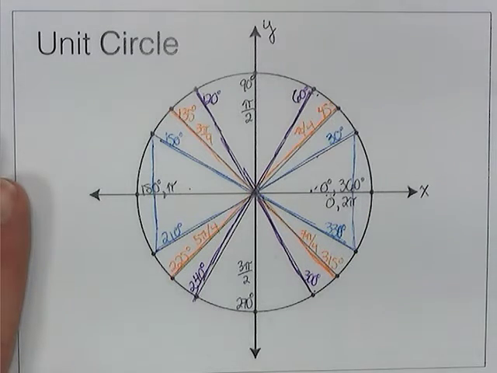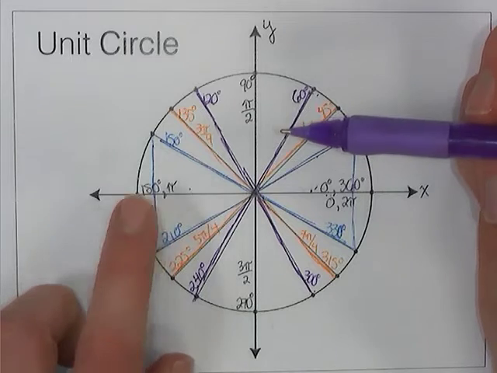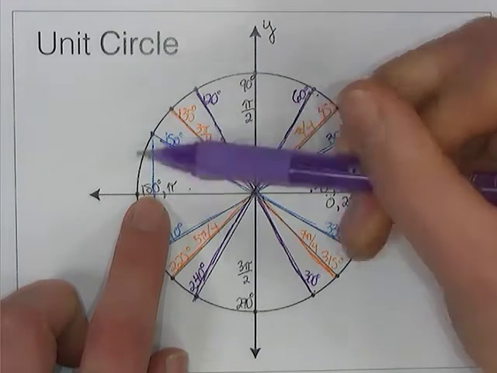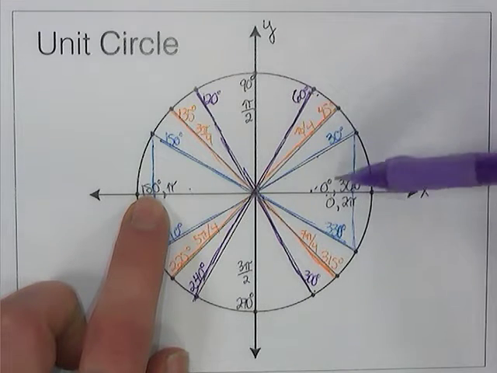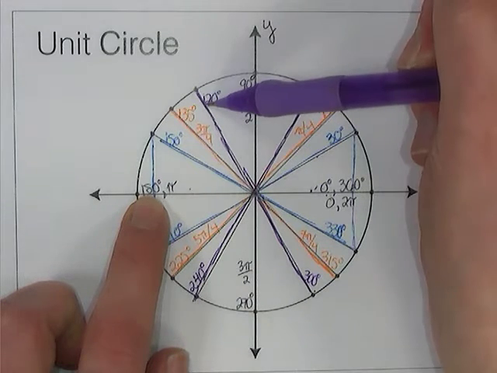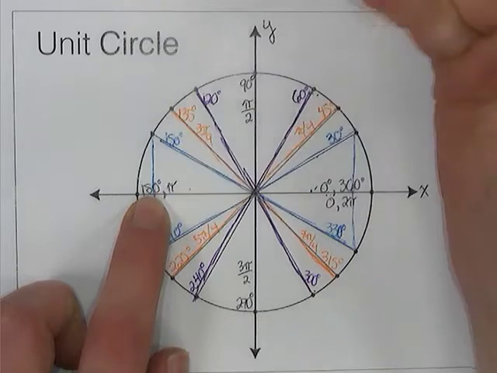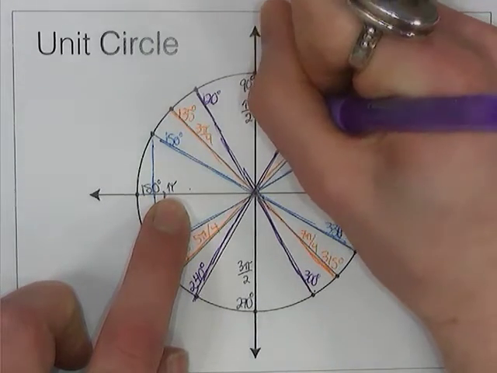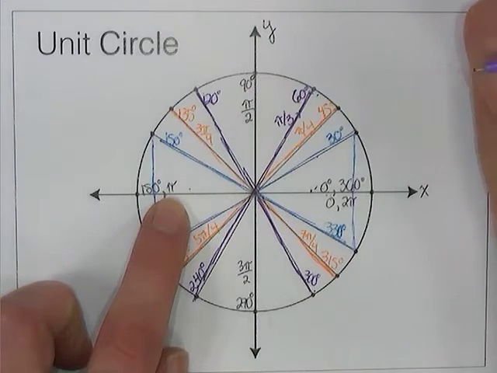Next, let's look at the purple angles in radians. So how do I get from 180 degrees to 60? I get that by dividing by 3. And we can see again, 60 degrees is 1/3 of 180. So in radians, I'm dividing the pi by 3. So 60 degrees is pi thirds in terms of radians.